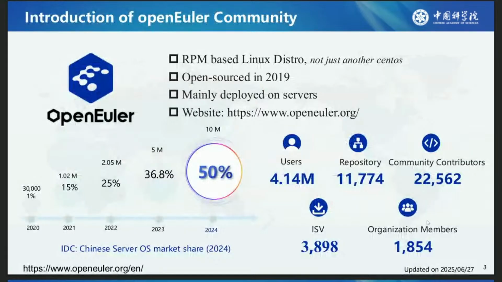According to the survey conducted by IDC, OpenEuler has taken up more than 50% of the Chinese server OS market share, ranking first in China. And according to the operation statistics, OpenEuler has demonstrated to be one of the most prominent and active open source communities in China.